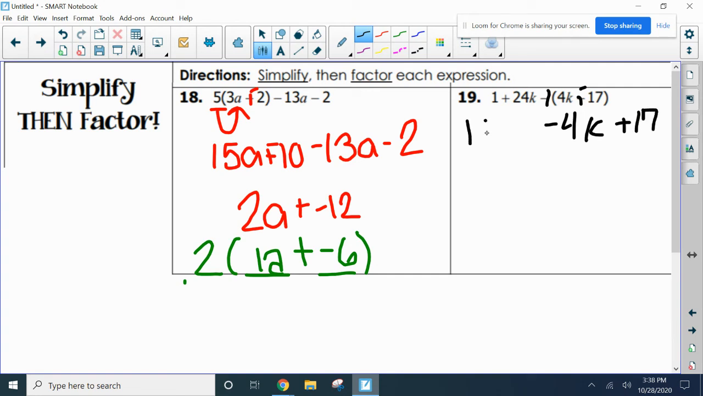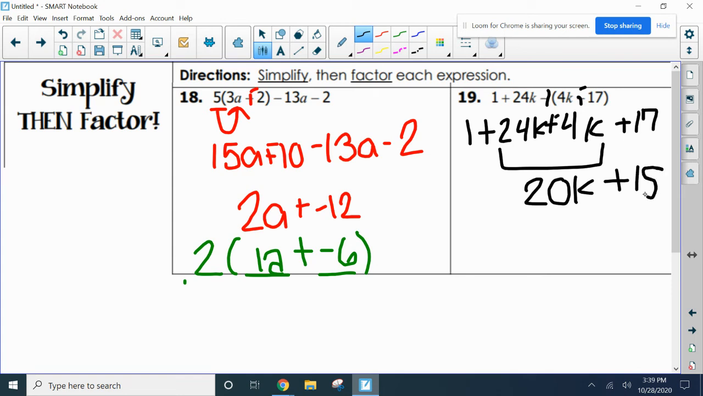And then I'm going to go ahead and bring down my 1 plus 24k plus negative 4 plus 17. All right. So I have 24k and I have negative 4k, positive and a negative. We're going to subtract and keep the bigger sign. So I have 20k. And I have a positive 1 and a positive 17. So 20k plus 18.